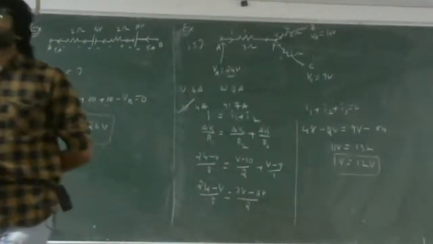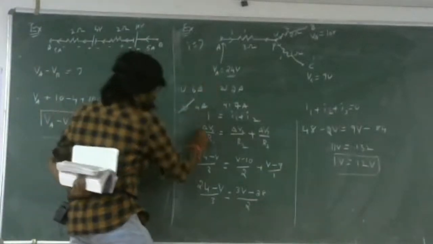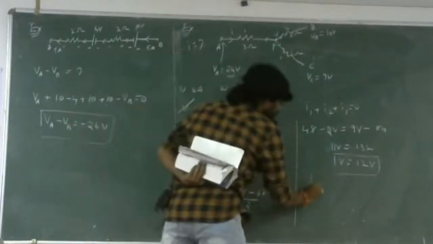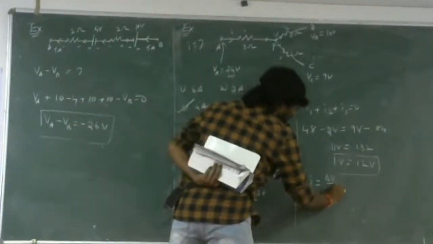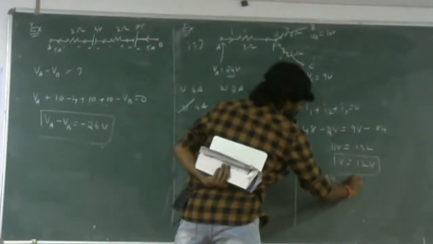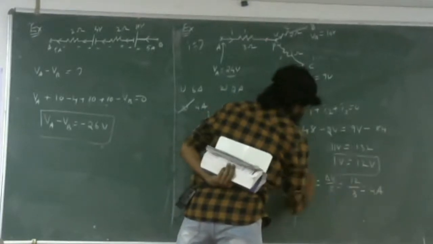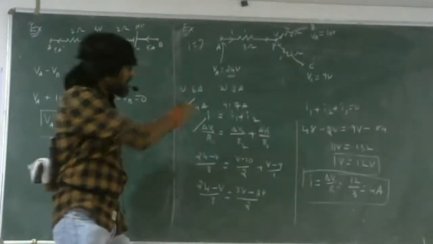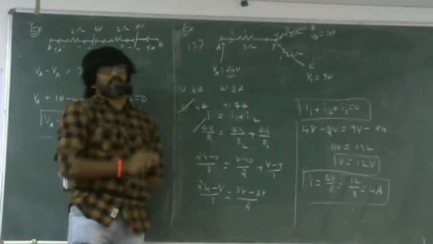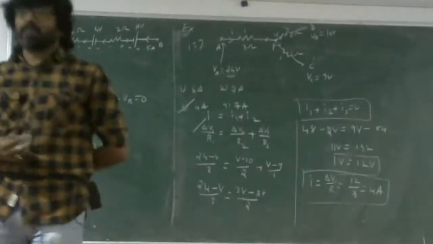Is it clear? Once you find V, then you can find I here. This is your I, delta V1 by R1. Directly you can take it now. I is equal to delta V1 by R, that is 24 minus V. 24 minus V is 12. 24 minus 12 is 12. 12 by R, how much? 3. It is equal to 4 ampere. Or you can use this relation also, guys. We are doing it using this one, but either way you can do it. So by using Kirchhoff's current law, you can do it.